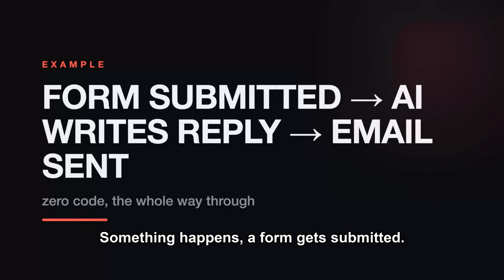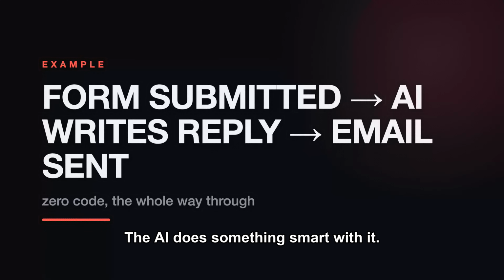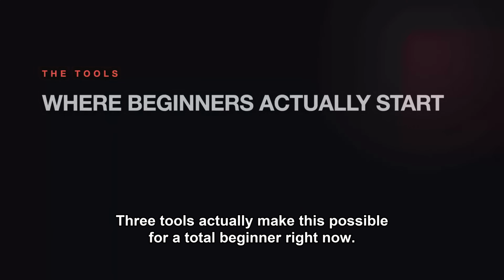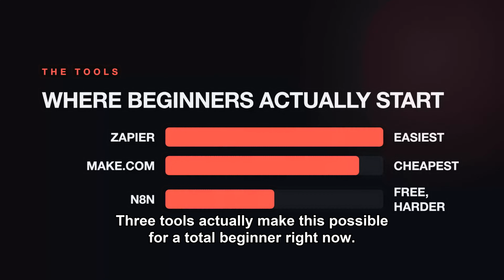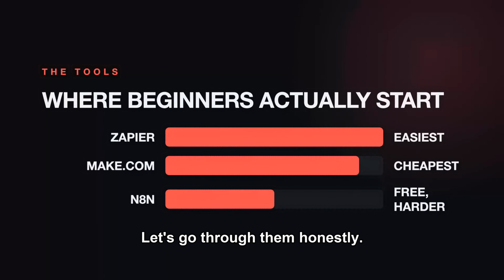Something happens. A form gets submitted. The AI does something smart with it. Then an action fires automatically. 3 tools actually make this possible for a total beginner right now. Let's go through them honestly.